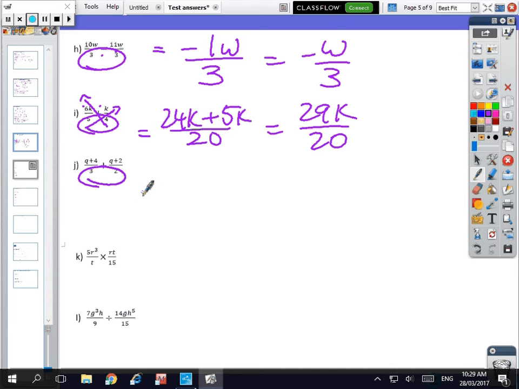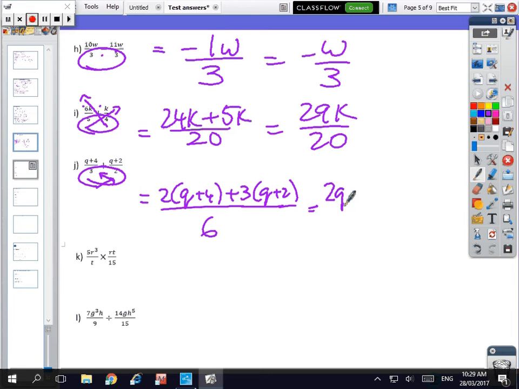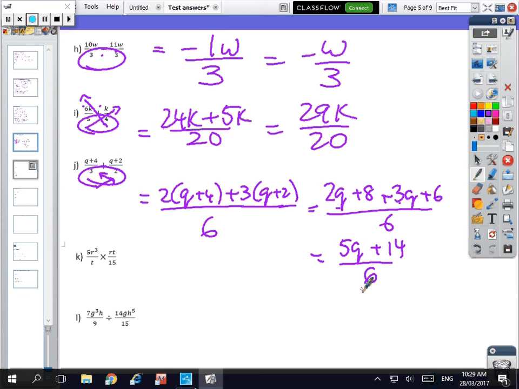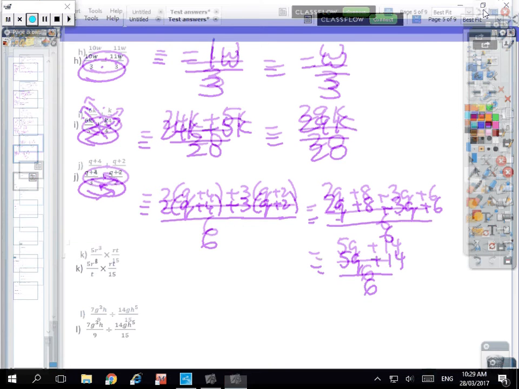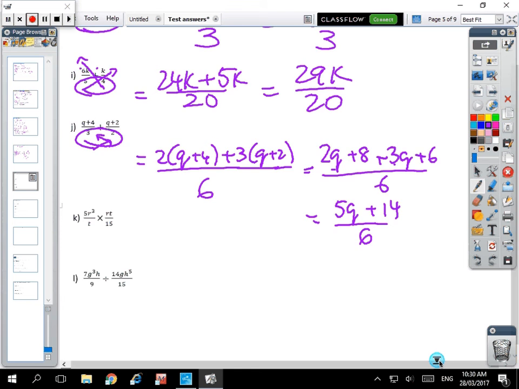Okay, lowest common denominator is 6, so we cross multiply, so we get 2q plus 4 plus 3q plus 2 all over 6, and then we multiply at the top, so 2q plus 8 plus 3q plus 6 over 6. 2 plus 3 is 5. 8 plus 6 is 14 over 6.